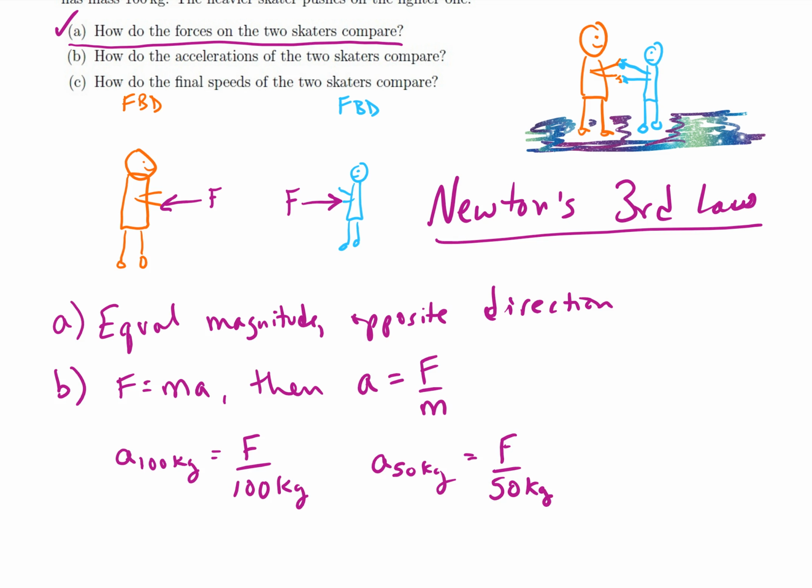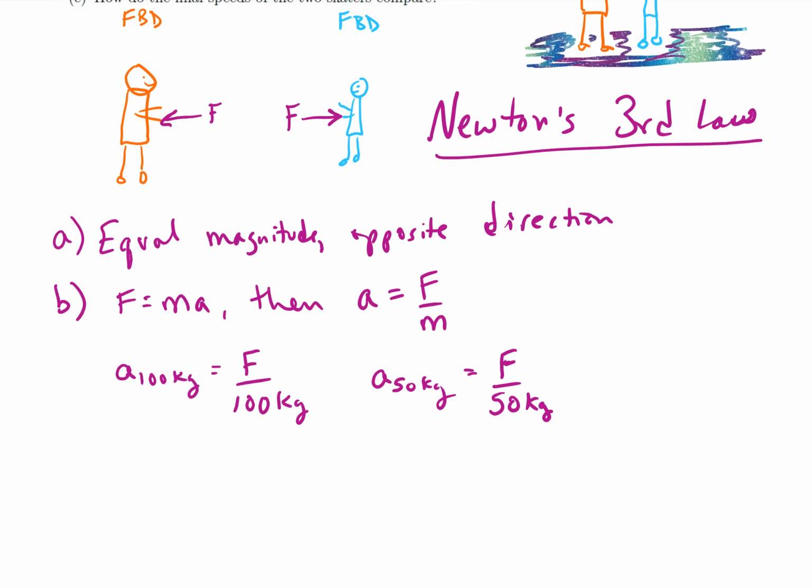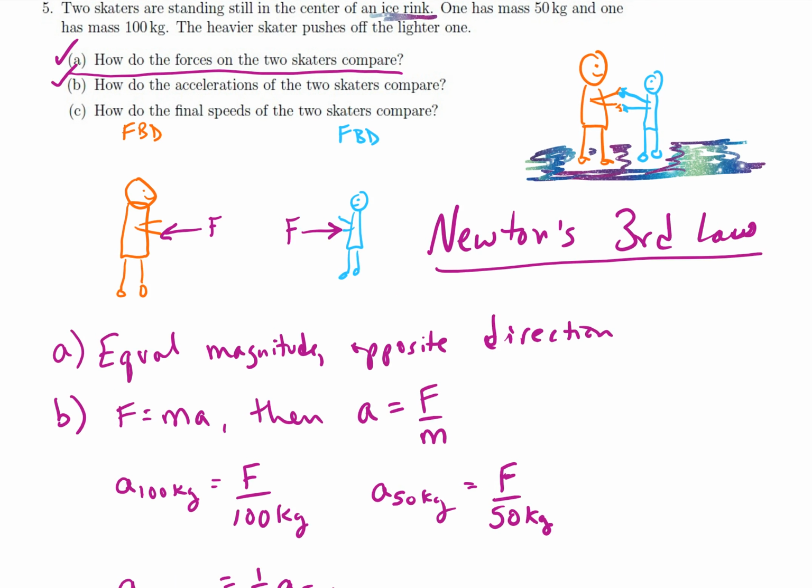Now we have no idea what that force is. It may not even be the same over time, but the two forces on the two different skaters have to be exactly the same. And so that means that we now know the accelerations differ by a factor of 2. So we can say the acceleration of the heavier skater is just half that of the lighter skater. And that makes sense because it's easier to accelerate a lighter object than a heavier object.